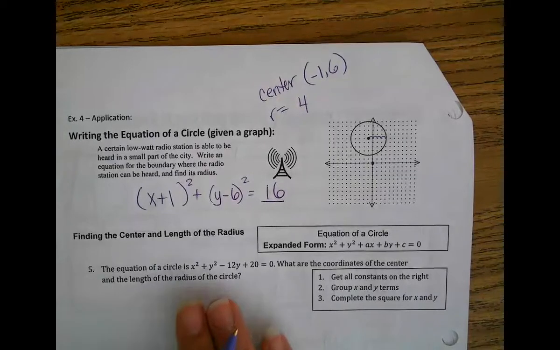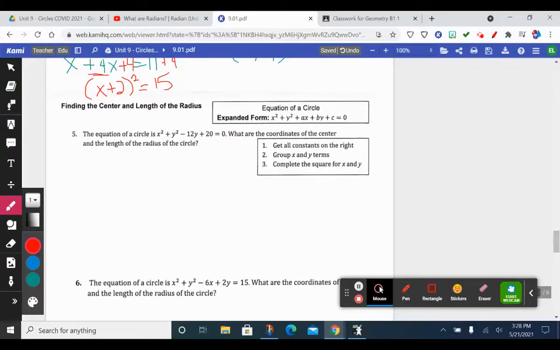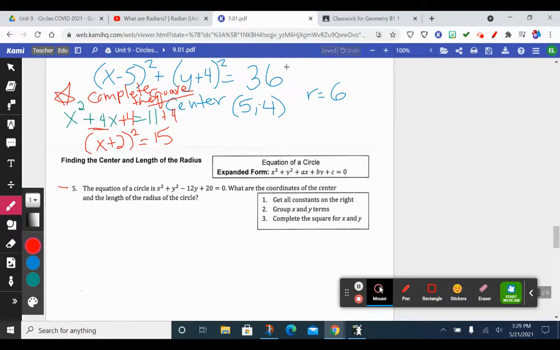Finding the center and length of a radius given an equation in standard form. Reading number 5, it reads, the equation of a circle is x squared plus y squared minus 12y plus 20 equals 0. What are the coordinates of the center and the length of the radius? Now, this is called expanded form of a circle equation. We want the format with a set of parentheses squared plus a set of parentheses squared equals a number.